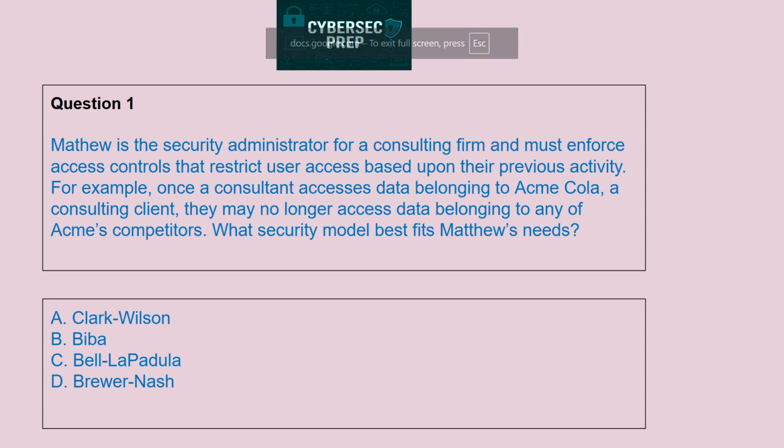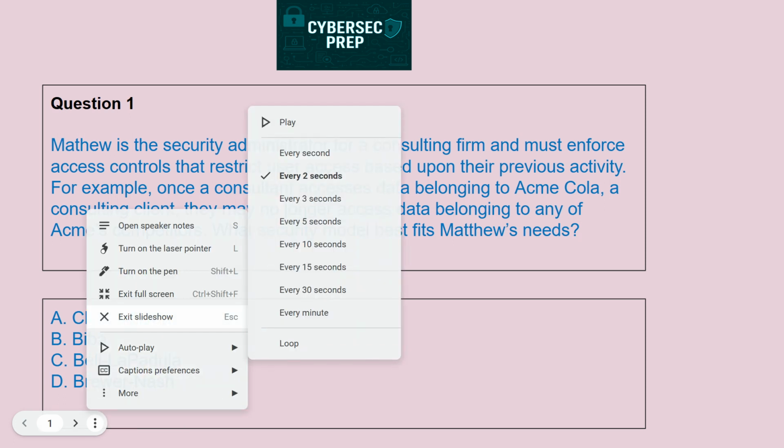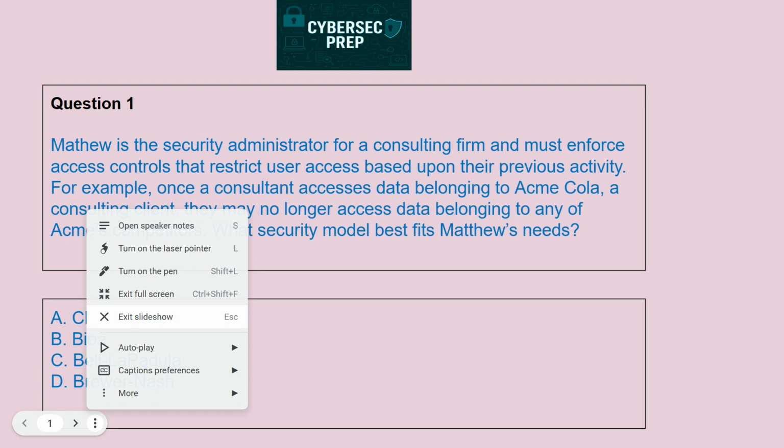Okay, question number 1. Matthew is the security administrator for a consulting firm and must enforce access controls that restrict user access based on their previous activity. For example, once a consultant accesses data belonging to Acme Cola, a consulting client, they may no longer access data belonging to any of Acme's competitors. What security model best fits Matthew's needs? Options are Clark Wilson, Biba, Bella Padula, and last option is Brewer Nash. So we have to select the most appropriate and best option for this question.